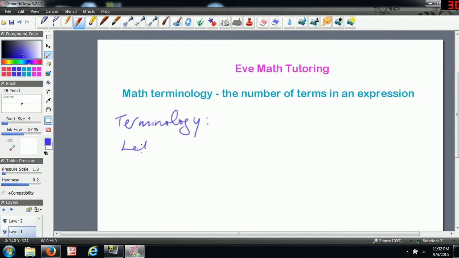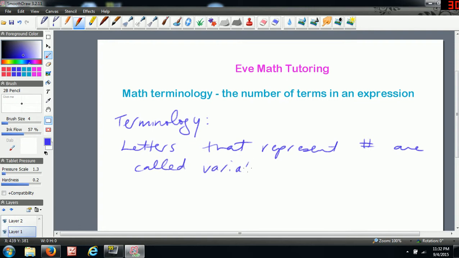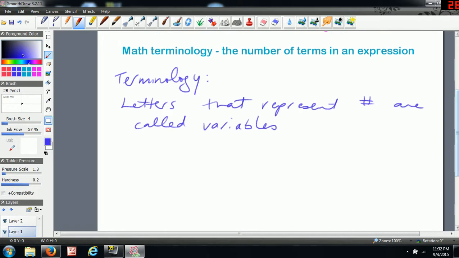Now, letters that represent numbers are called variables. Okay, so that's usually when you see X, Y, Z, etc. Those are all letters that represent numbers, and we refer to them as variables.